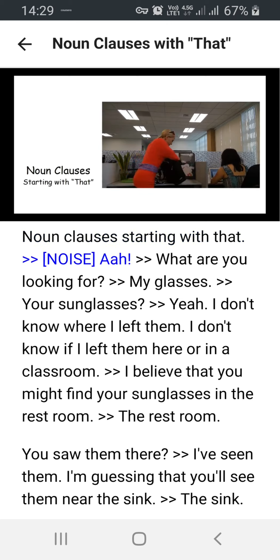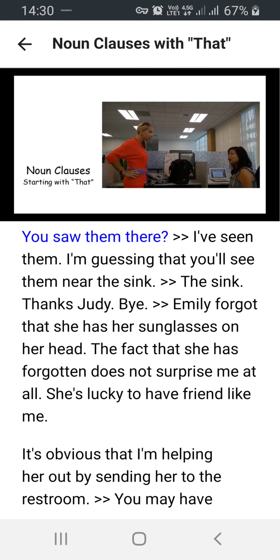What are you looking for? My glasses. Your sunglasses? Yeah. I don't know where I left them. I don't know if I left them here or in a classroom. Oh, I believe that you might find your sunglasses in the restroom. The restroom. Oh, you saw them there? I've seen them. I'm guessing that you'll see them near the sink. The sink. Thanks, Judy. Bye.